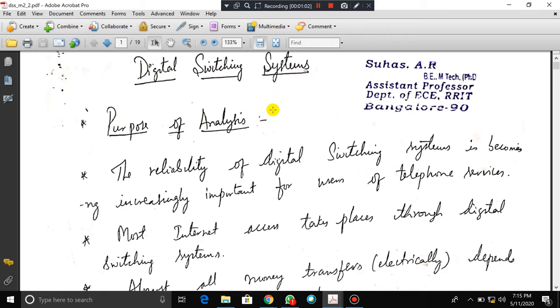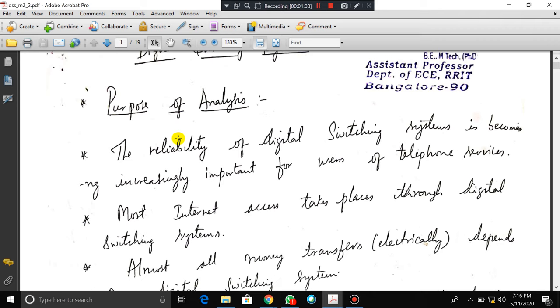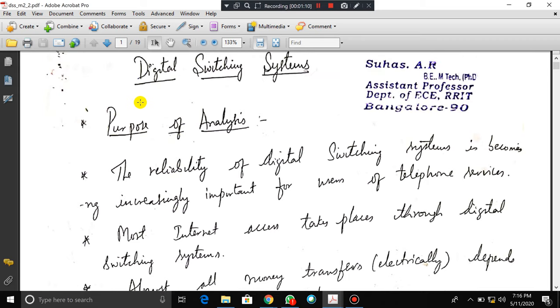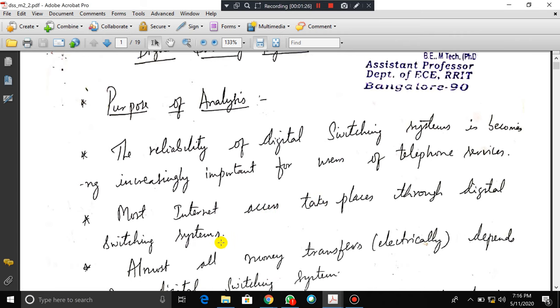Under that, let us discuss the purpose of analysis. That is, what is the purpose of analyzing digital switching system? The reliability of digital switching system is becoming increasingly important for users of telephone services. It is very important to know that it is very reliable. And most of internet access takes place through digital switching system.